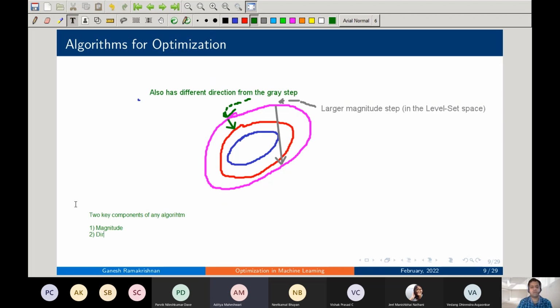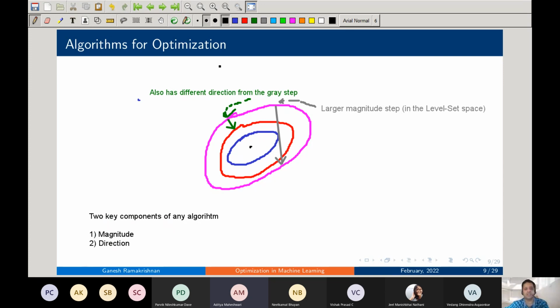Now, where Lipschitz continuity and strong convexity start playing a role is that for the choice of direction and the magnitude that you have, how fast will it converge to the optimal solution? So imagine that the optimal solution was lying right at the center here. Okay, so let's say this was the center, the optimal point. You want to arrive there quickly, right? So if you take the gray step, you oscillate. You might be oscillating because you have taken very large steps. So you want to take small steps and the right direction.